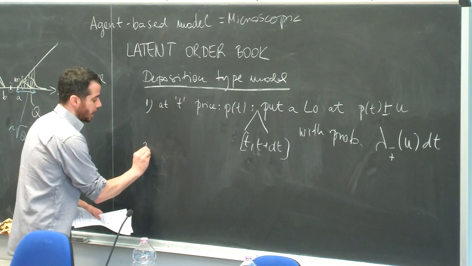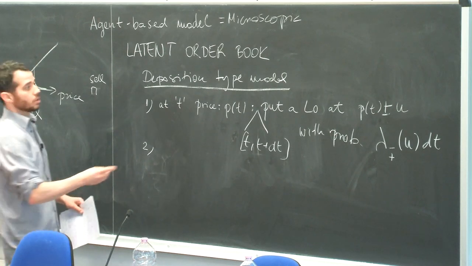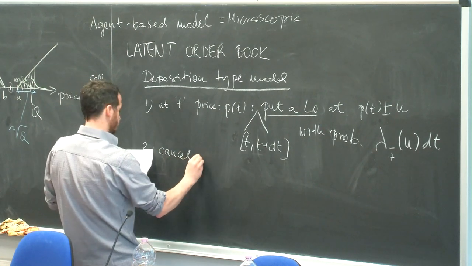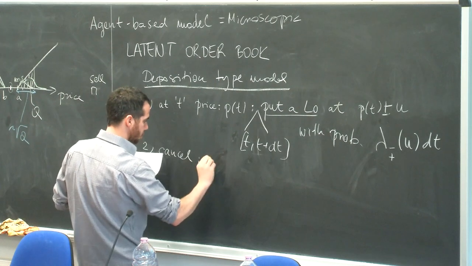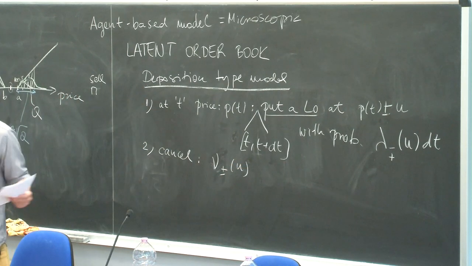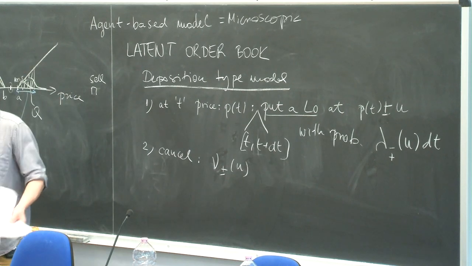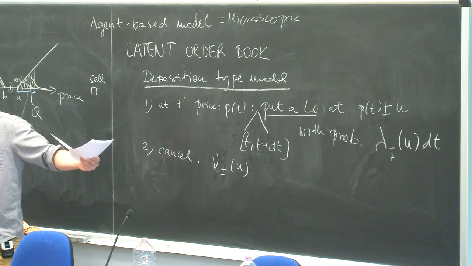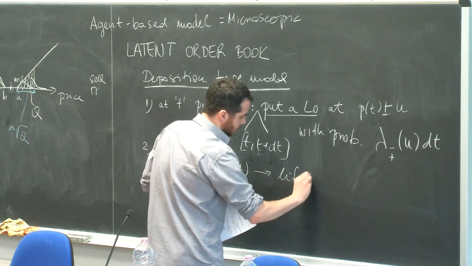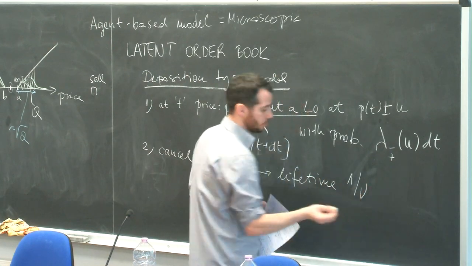So this is one. In financial language, they can also cancel what they do. If I put a limit order, they can cancel with a rate which I will call nu. At any distance from the price, you can have a rate of cancellation, evaporation in a physics model. This defines a lifetime of each particle staying there, being 1 over nu.